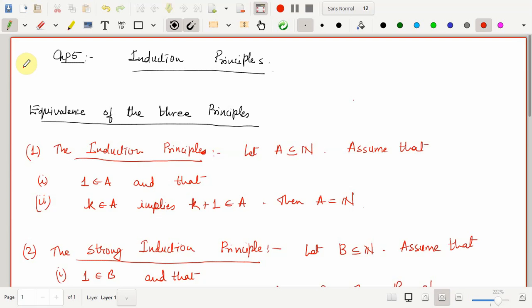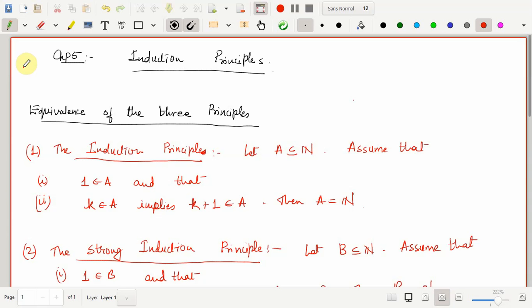Now, what are those two hypotheses? Suppose we have a subset A of the natural numbers satisfying that the first element of the natural numbers, that is 1, is in A, and whenever a natural number k is in A, this implies that k plus 1 is also in A. Then A is equal to the set of natural numbers N.